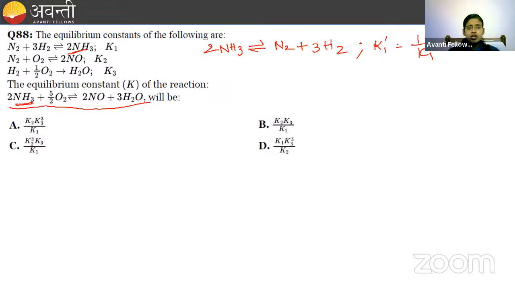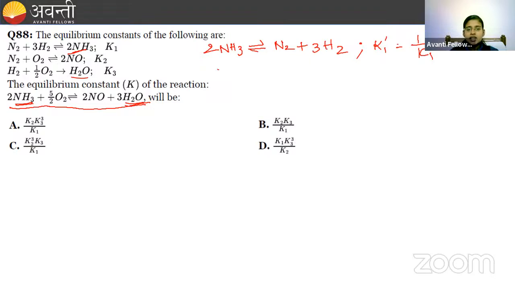And then, if you go for K2, K2 has NO on the product side and the desired equation also has NO on the product side. So we don't have to touch equation number 2. Let it be as it is. Then coming to equation 3, we have a water molecule on the product side and here also we have a water molecule on the product side. But there are 3 water molecules on the product side in the desired equation. So I have to multiply equation 3 by 3.